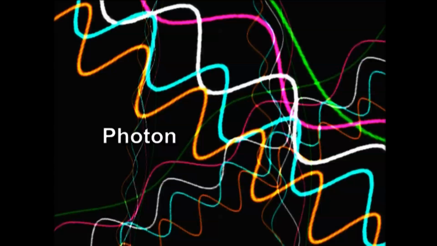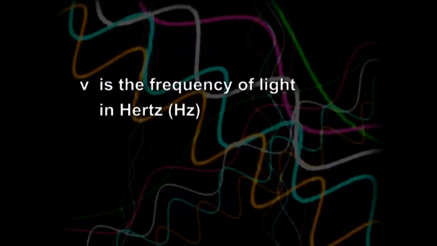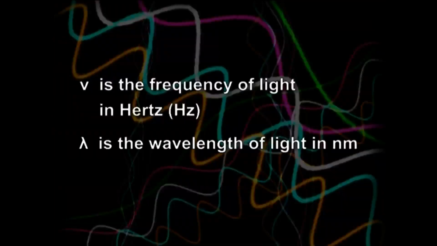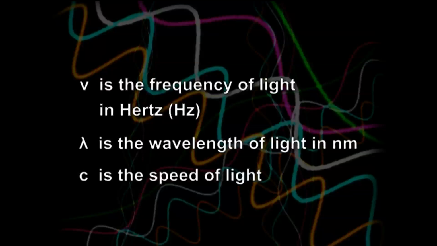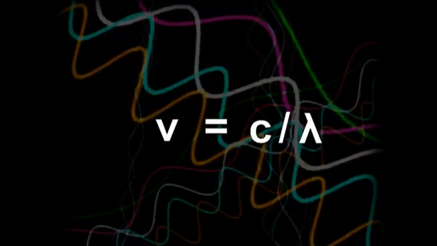Coming to the particle concept of light, it is believed that light is made up of quanta of energy, and each quantum is known as a photon. Now, a simple relation exists between the frequency of light and the wavelength. If nu is the frequency of light and lambda is the wavelength, then they are related by the equation nu is equal to c by lambda.